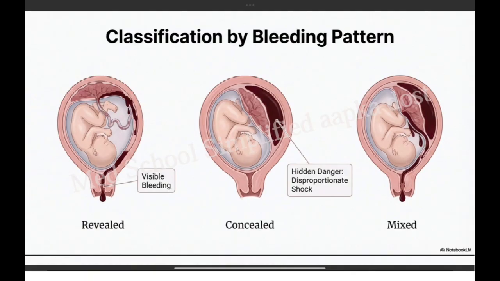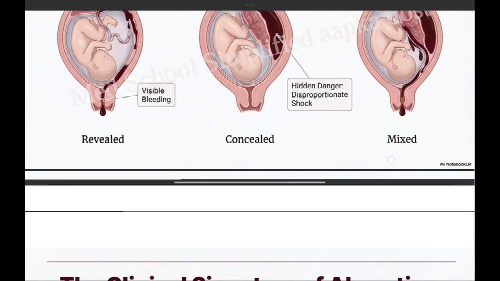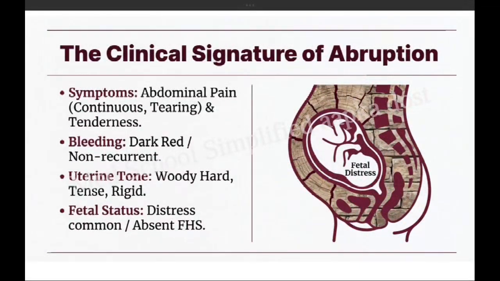We are seeing the visible bleeding, but in hidden or concealed, it's a hidden danger because it's a deep, disproportionate shock, and we can't see the bleed from the vagina. And in mixed, we are seeing the blood from the vagina, but there is also a hidden danger, a concealed type. So it's a mix of concealed and visible bleeding. The clinical signature of abruption.